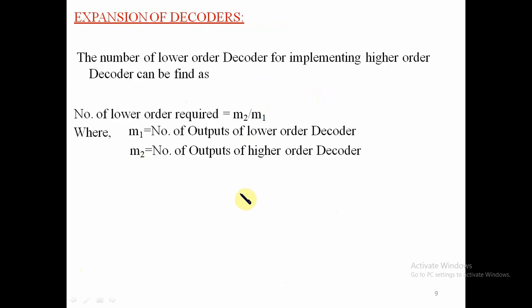Here is how to expand the decoder. A lower order decoder can be used to implement a higher order decoder. There is a formula for the number of lower order decoders required: M2 upon M1. M2 is the number of outputs of the higher order decoder, and M1 is the number of outputs of the lower order decoder.